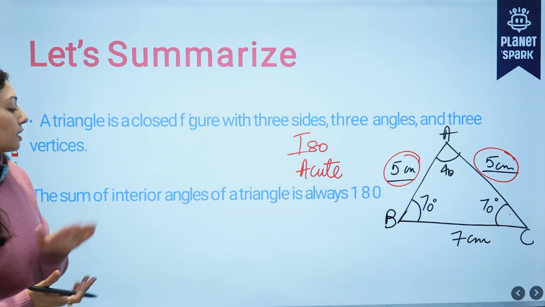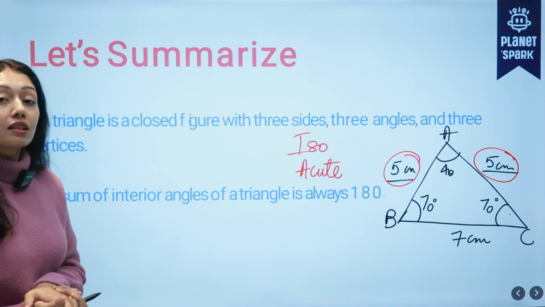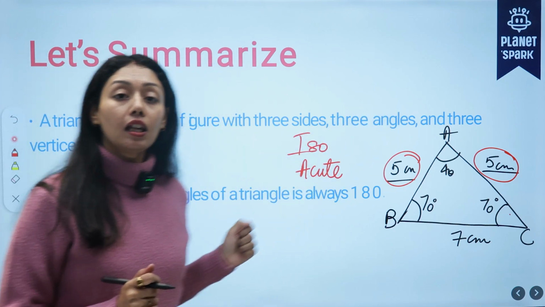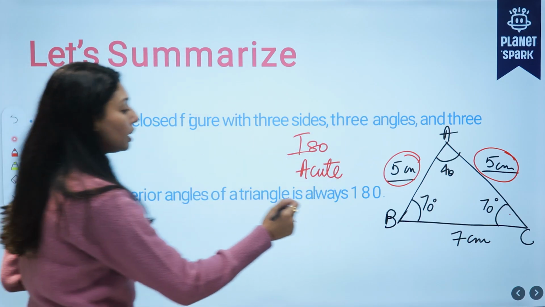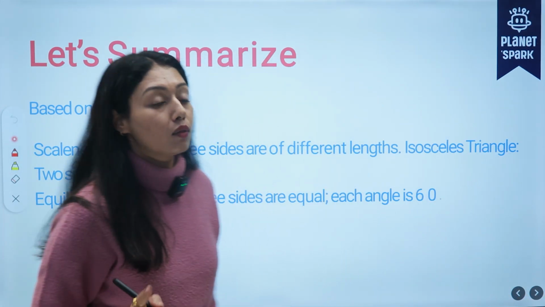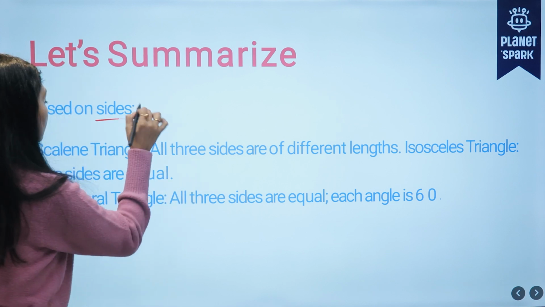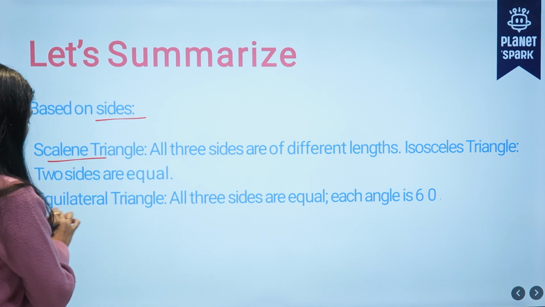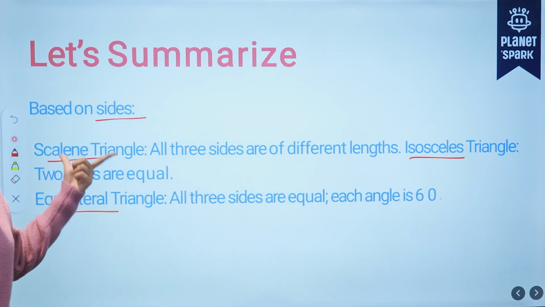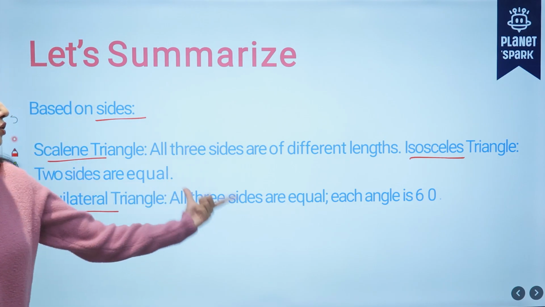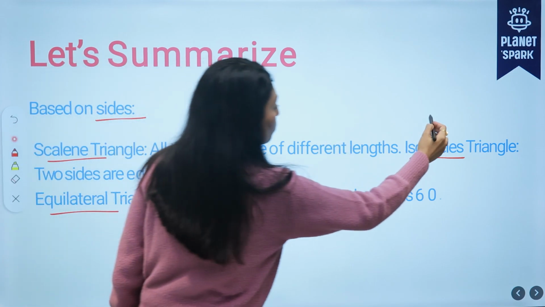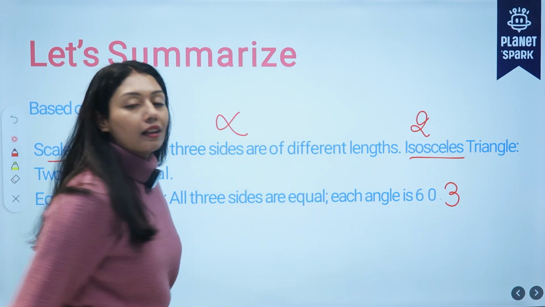Okay then everybody, about the classification, let's quickly summarize what we have learned today. A triangle, we know, is a closed figure with three sides, three angles and three vertices. Then we know the angle sum property, that is the sum of three angles will always be 180 degree, no matter what type of triangle we have there. Next, based on sides, we have classified the triangles as scalene, equilateral and isosceles. In isosceles triangle, we have two sides equal. In scalene, all three sides different. In equilateral, all three sides equal. Talking about the angles, in scalene no angles are equal, in isosceles two angles equal, in equilateral all the three angles equal.